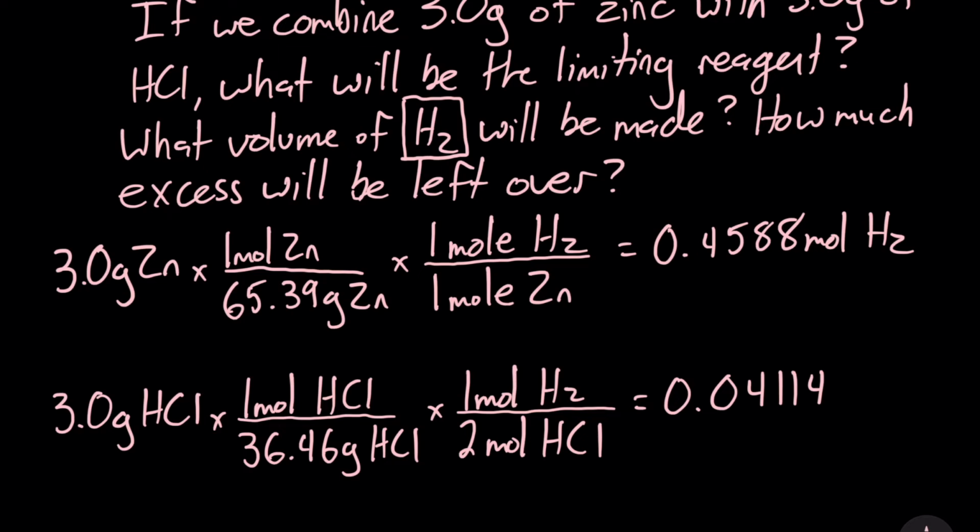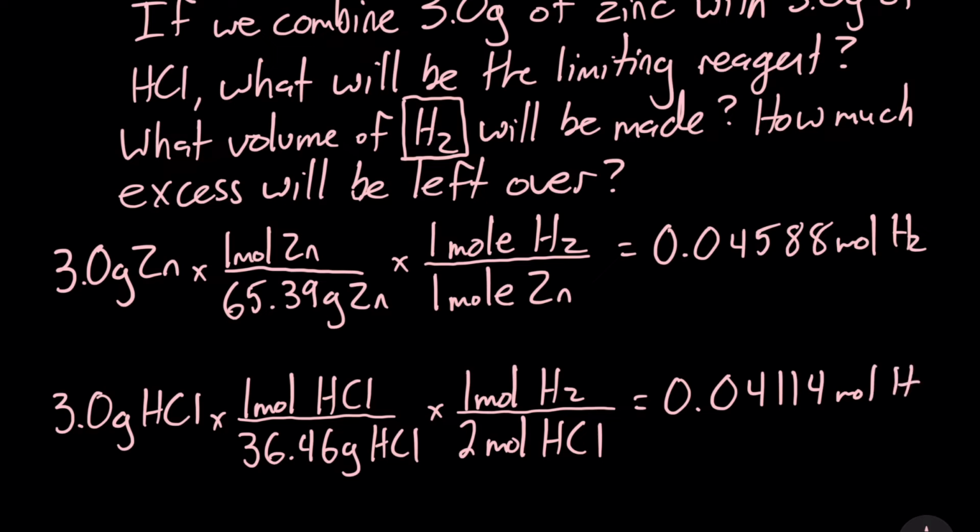Let me just make sure that is correct here. I'm going to type it in really quick on my calculator. So 3 grams divided by 36.46, and that is divided by 2. Yep, that makes sense. And I'll also type in the other one. So 3 grams of zinc divided by 65.39. And so I did mess up on the first one. I missed a 0 in the decimal spot. So let me erase that quick. You should have actually got 0.04588 moles of H2. That makes more sense.